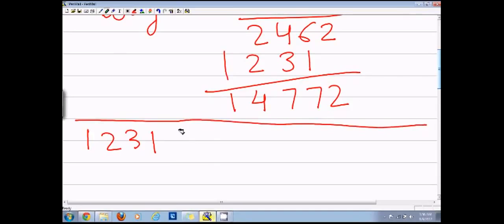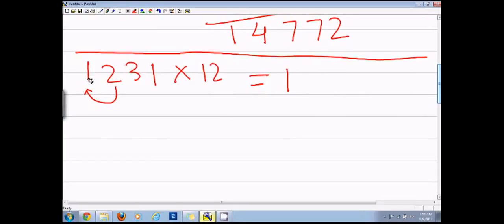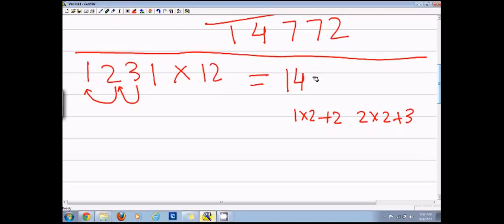Now if I look at the problem again, 1231, I will use my own way to multiply it by 12. First I write 1 and then add 2 into 1, but instead of adding it one time I will add it two times. So I say 1 into 2 plus 2, that is equal to 4. Then 2 into 2 plus 3, that is equal to 7. Then 3 into 2 plus 1, that is equal to 7. And then I multiply 1 by 2, which is 2. So the answer is 14772.